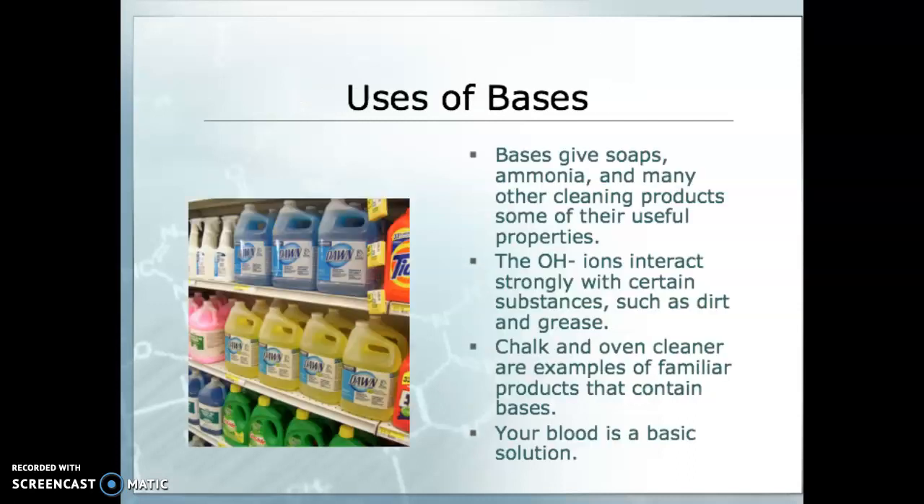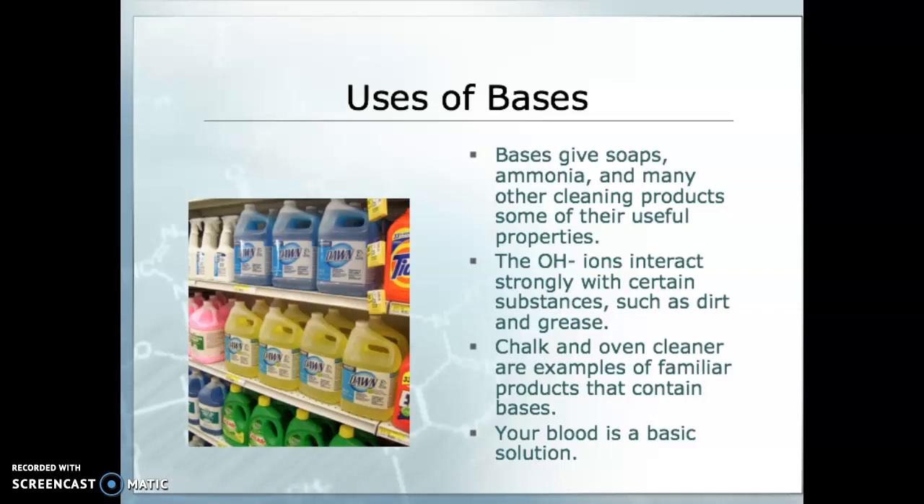You can use bases for soaps. They're very good cleaning products because they're corrosive, so they break down anything that was stuck to a surface. Most cleaning products are going to be bases. Like I said, they're corrosive, so they're going to break it down. Chalk and oven cleaner are also examples of bases. And your blood is actually a basic solution.